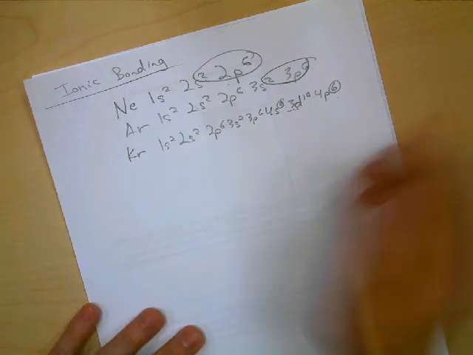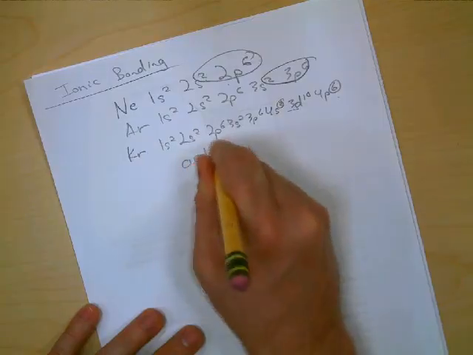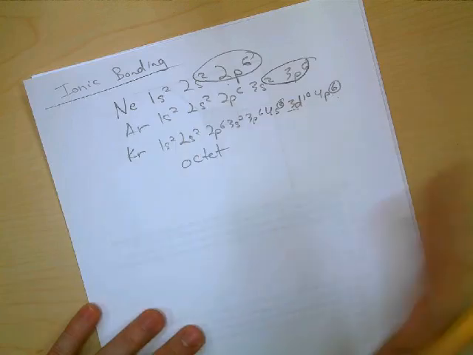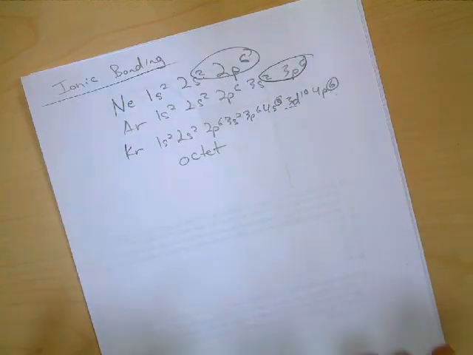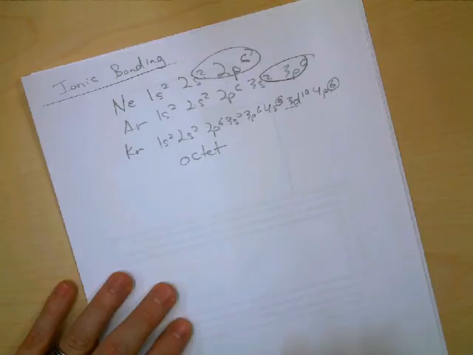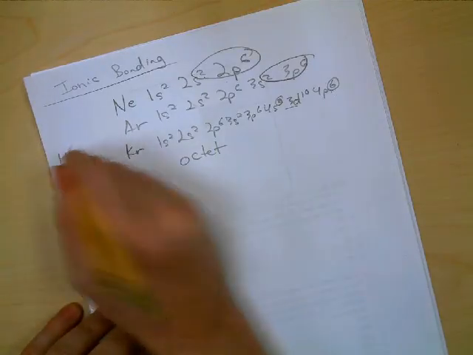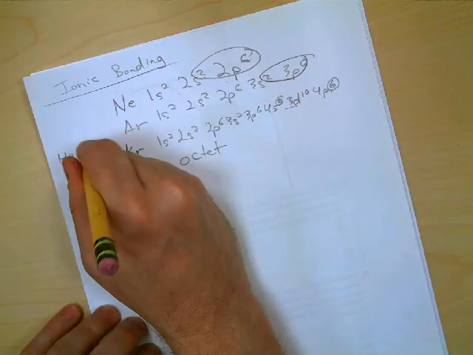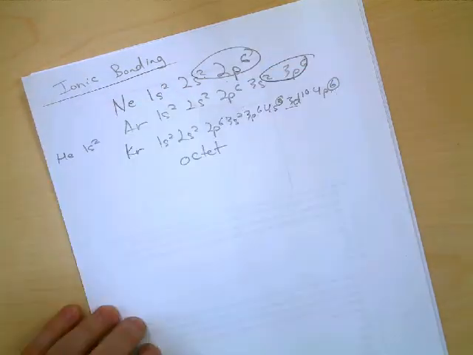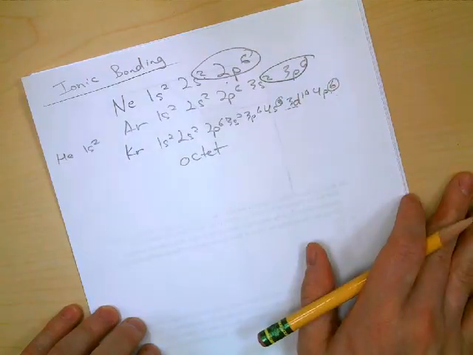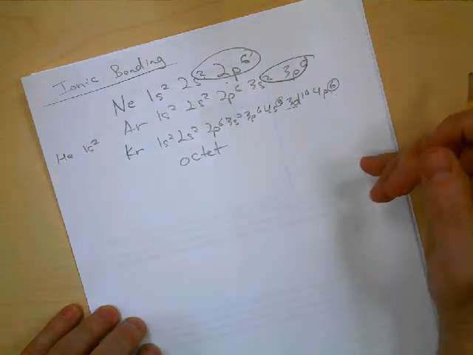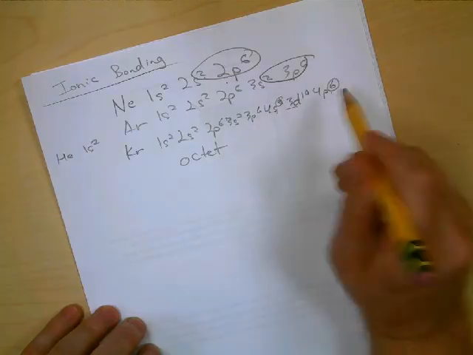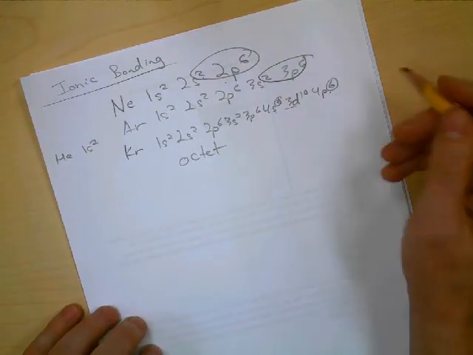So that's the concept of an octet. If you get all 8 of those s electrons and p electrons, the ones on the outer energy level, you will be stable. The only exception to this is helium, because helium doesn't have a p orbital to draw from, because the first energy level only has an s. So helium has a 1s2 configuration, and that's all it needs to be stable. But for everybody else, the last energy level is composed of an s orbital and a p orbital.